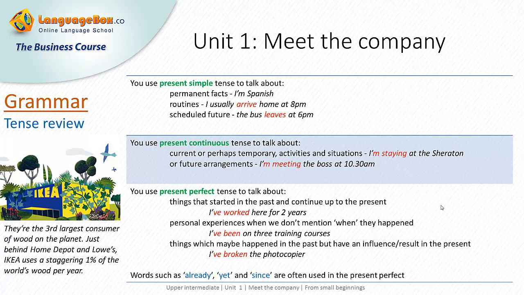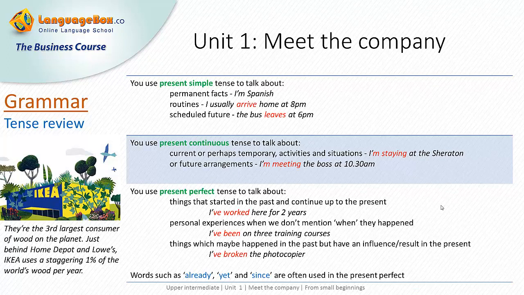And present continuous also has a future use, and we use it for future arrangements. If you made an arrangement to do something. An example, for example, I'm meeting the boss at 10:30 a.m. I've spoken to him, we've agreed the time, it's an arrangement. So for this we can use present continuous.